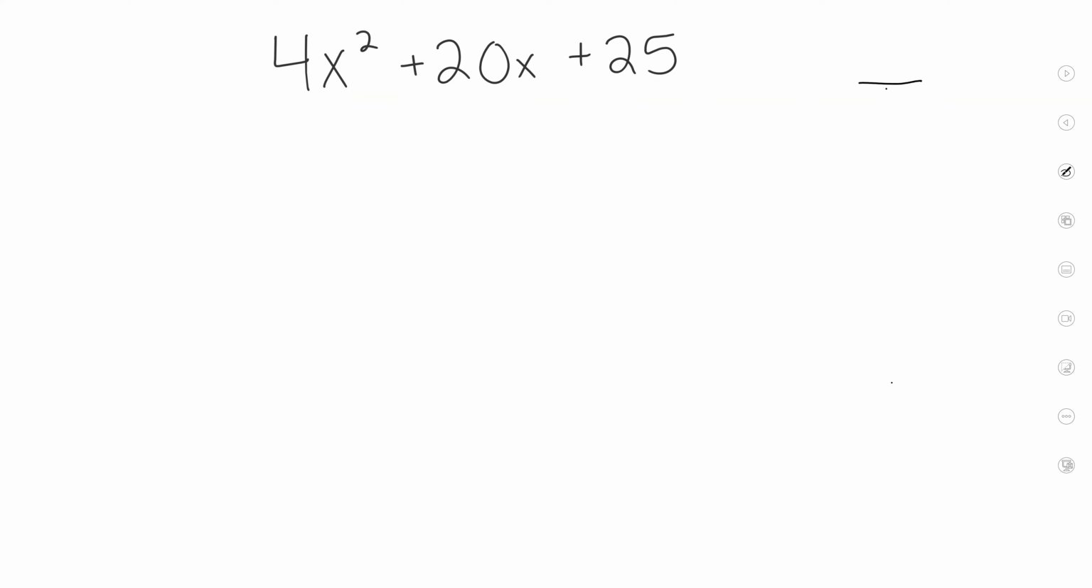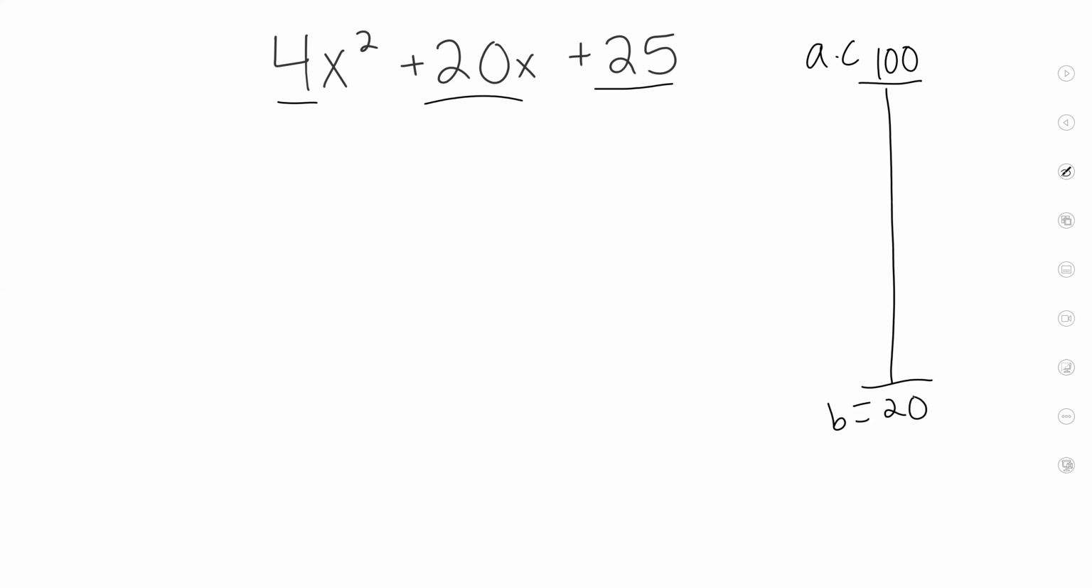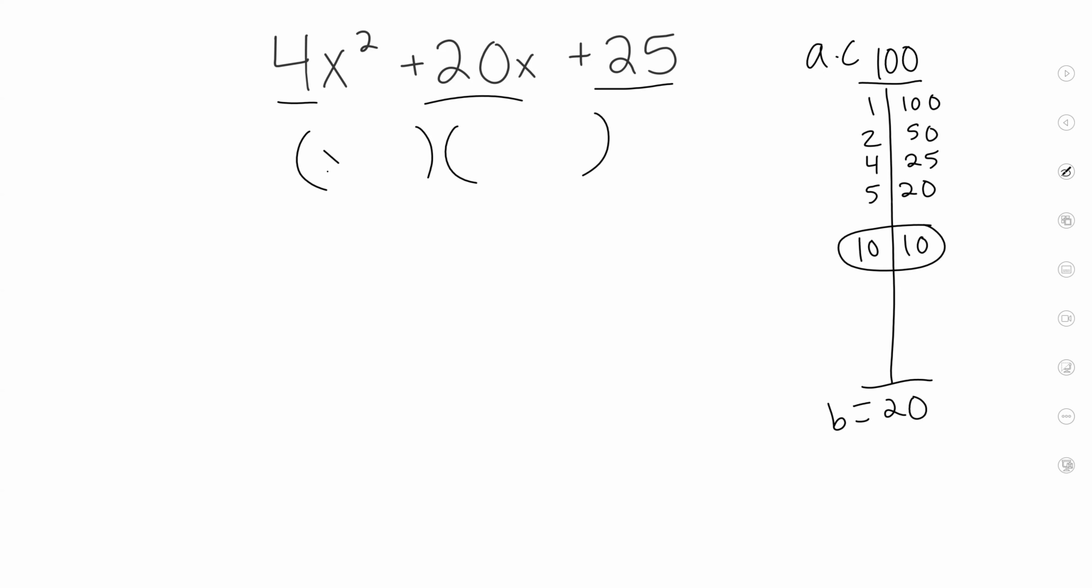Now remember the steps. Multiply A times C. A is 4, C is 25, so that'll be 100. The B value is 20. So 2 numbers that multiply to 100 and add to 20 is 10 and 10. However, if you struggle coming up with the numbers, start with 1, then go to 2, then go to 4. 3 doesn't work in this case. Go to 5, and eventually you'll find 10 times 10 is 100, and 10 plus 10 is 20. So these will go in your parentheses, x plus 10 and x plus 10.